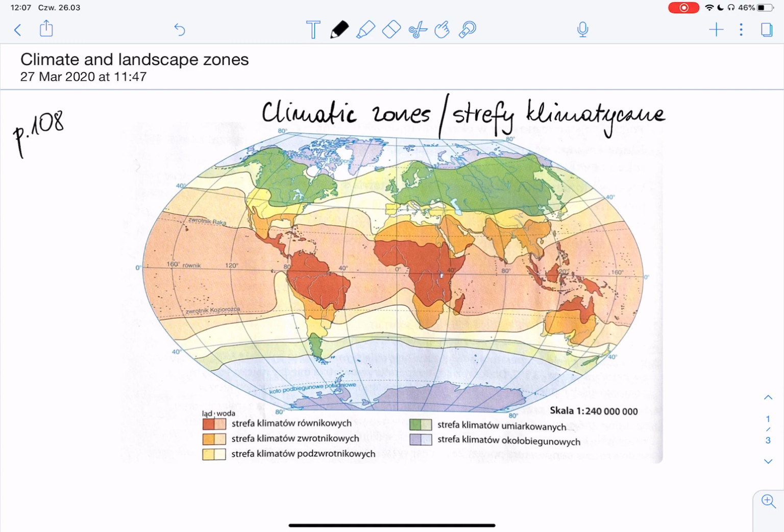And guys, when you take a look at the equator, you can clearly see that one of the widest stripes is the stripe that is marked in red, and this is the tropical rainforest climate.